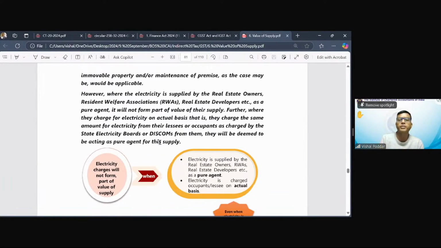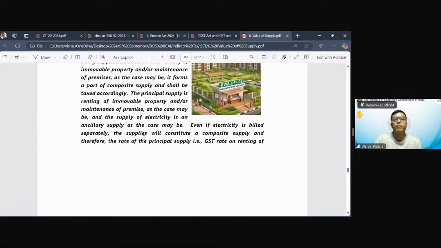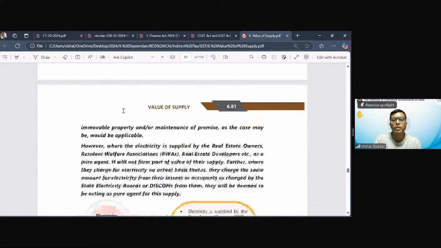Now, what is this difference? The difference is where I am taking from you the charges for common electricity. Common electricity means electricity used in parking, electricity used for running lifts, etc. The first part is applicable because there electricity is being consumed by me in providing you the overall services of maintenance or overall services of renting. So common electricity charges, when I'm billing to you, become part of the composite supply, and GST is applicable.